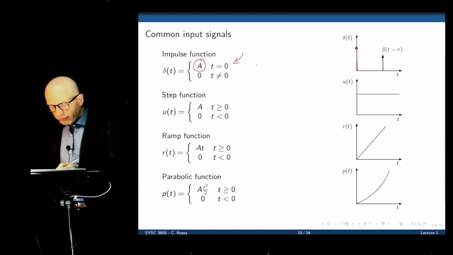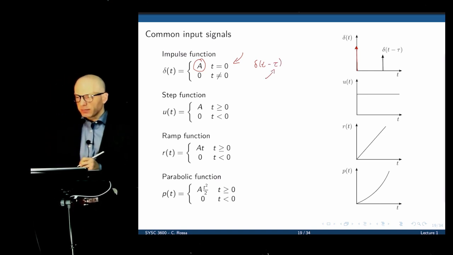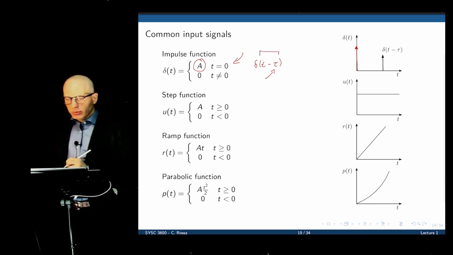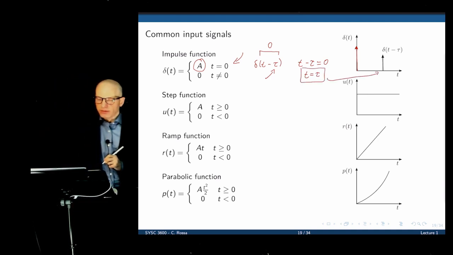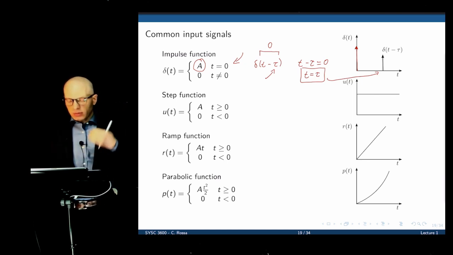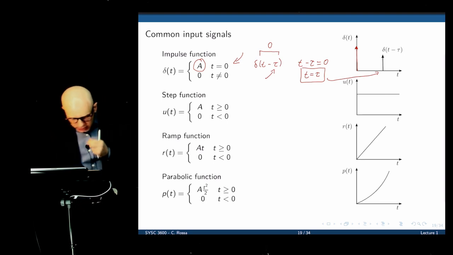So here we are talking about a function delta of t, but we could also talk about a function delta of t minus tau, where this tau is a time delay. We know that the system will apply the impulse when whatever is inside here reaches zero. So now we have t minus tau equals zero. At t equals tau, this is where the function triggers. So that adds a time delay to the system and makes the system apply that impulse at t equals tau. What exactly is this impulse?